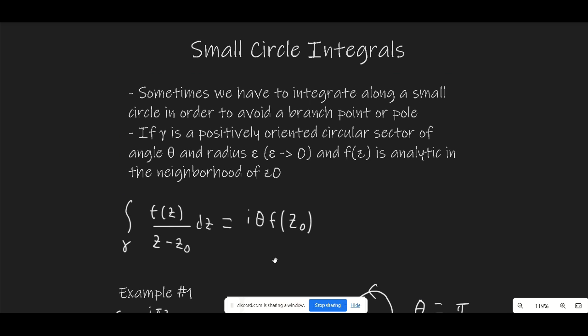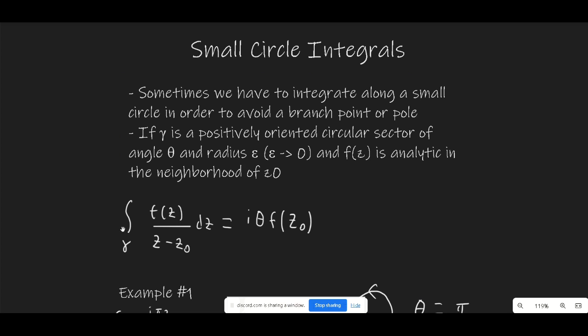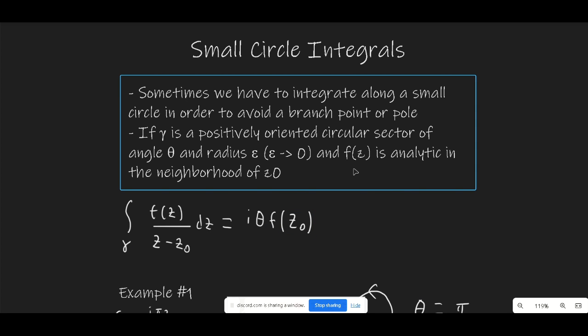For example, here I have a formula that helps us if our point is a first order pole. If gamma is a positively oriented, remember positively oriented means going in the counterclockwise direction, circular sector of angle theta and radius epsilon, remember epsilon is going to 0, and f of z is analytic in the neighborhood of z0, meaning f of z doesn't have any poles near z0, and by near I mean infinitesimally close, or branch points or branch cuts or anything like that, then the integral over gamma of f of z over z minus z0 dz is going to be i times theta times f of z0.